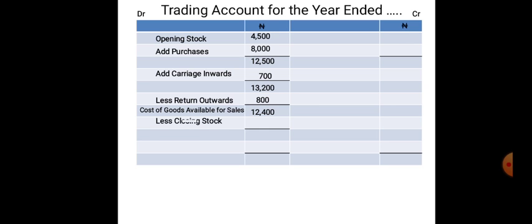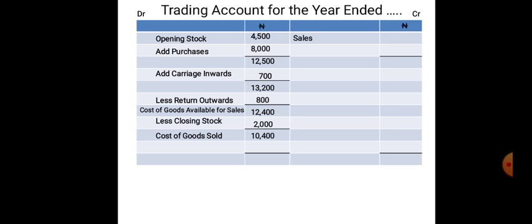Then the next thing is your closing stock. So the amount of goods you have left in your stock, deduct it. So how much? 2,000 naira. So whatever you get after you deduct your closing stock is called cost of goods sold. Cost of sales, if you like. So your cost of goods sold is 10,400 naira.